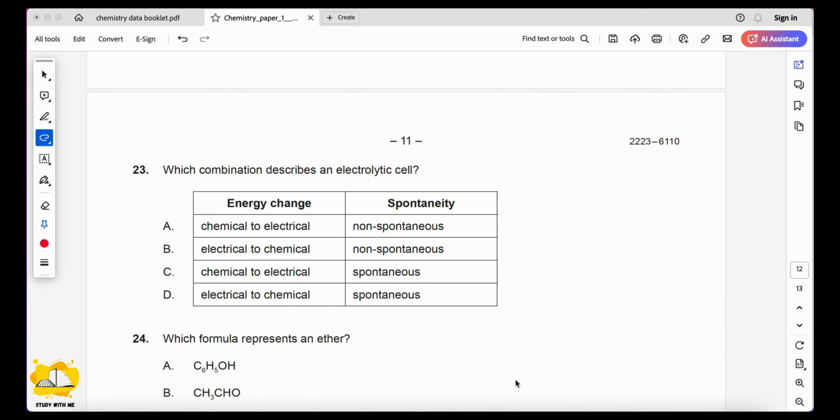Which combination describes an electrolytic cell? If it's an electrolytic cell, it needs energy. Therefore, the change of energy is from electrical to chemical. And also it needs an input of energy, so it's non-spontaneous. So that would be B.